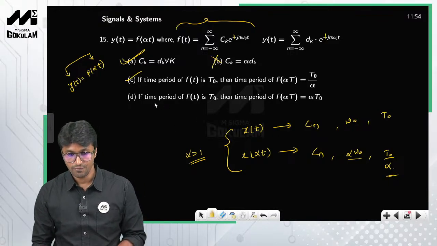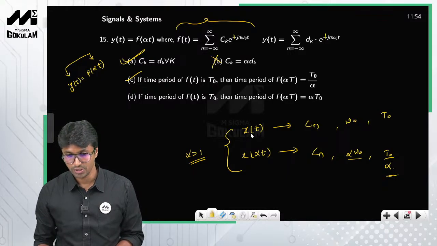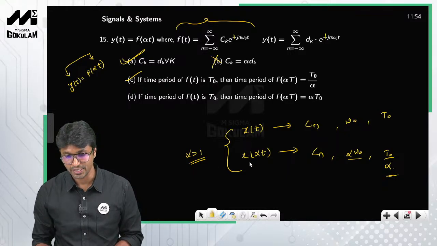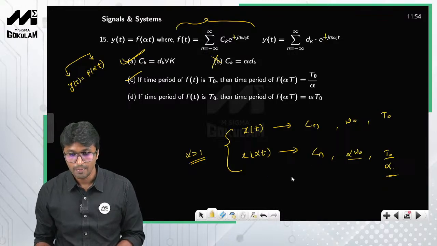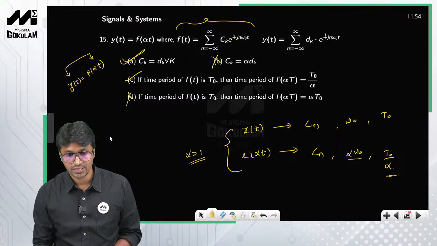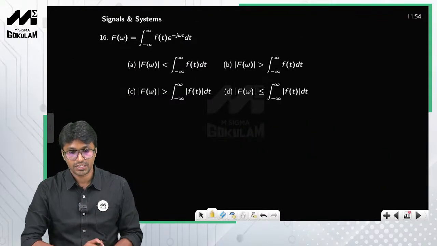Here, if the time period of f of t is t naught, the time period of f of alpha t is not that. The signal in the time domain gets compressed, whereas the signal in the frequency domain gets expanded. So option D is incorrect. The correct options are A and C. Now let us move on to the next question.